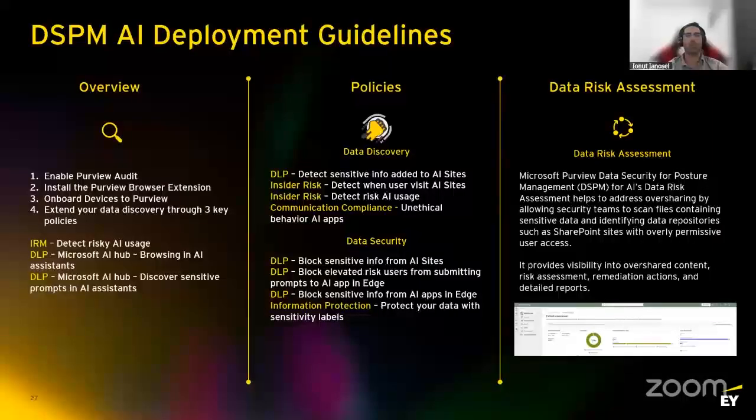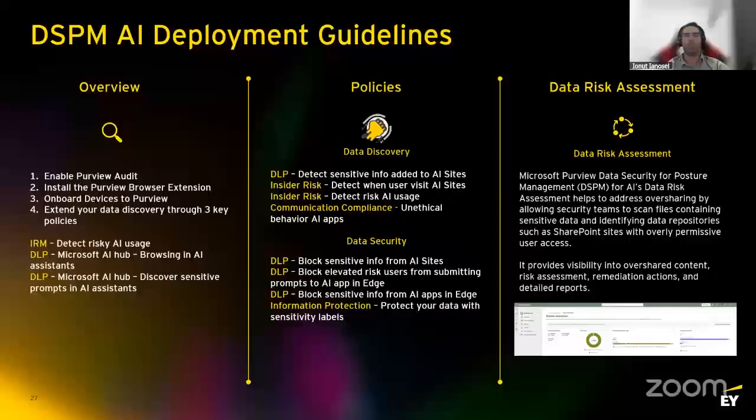Then as policies, data discovery, we can use data loss prevention policies to detect sensitive info added to artificial intelligence sites. Inside the risk alerts, because users might visit AI websites suspiciously, we can leverage communication compliance to monitor unethical AI behavior. And from a data security perspective, through usage of DLP, we can block sensitive info from AI prompts. Through the usage of information protection, we will be able to apply the right sensitivity labels to secure the data. And for using DLP for Edge, we will be able also to prevent the risky prompts in AI assistants.